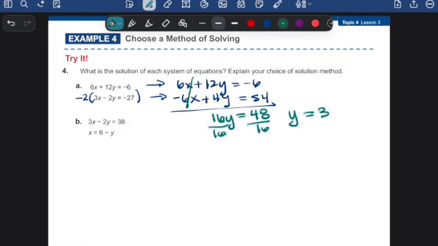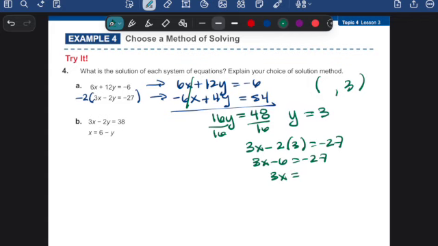I know my y coordinate. How do I find the x coordinate? Plug that into one of the equations. I'm going to do the second one. 3x minus 2 times 3 equals negative 27. 3x minus 6 equals negative 27. Add 6 to both sides. 3x equals negative 21. X is going to equal negative 7.